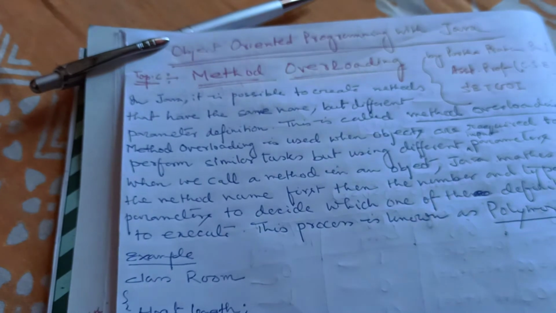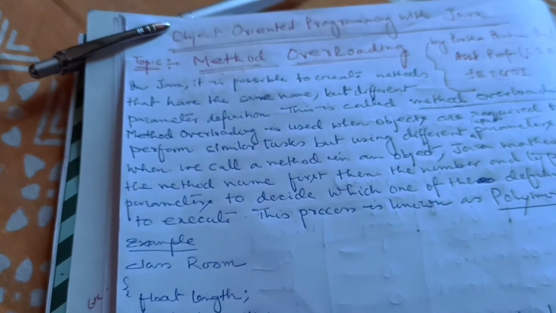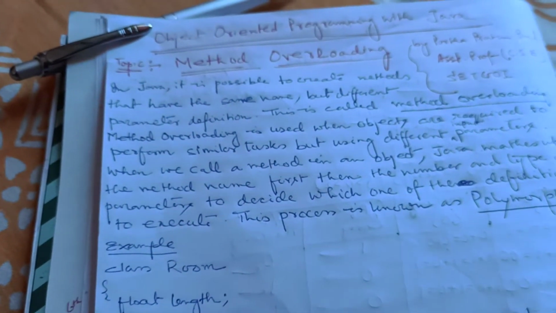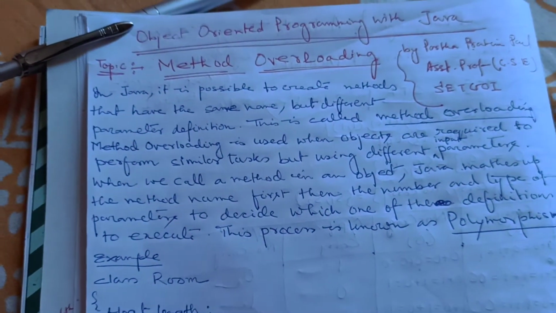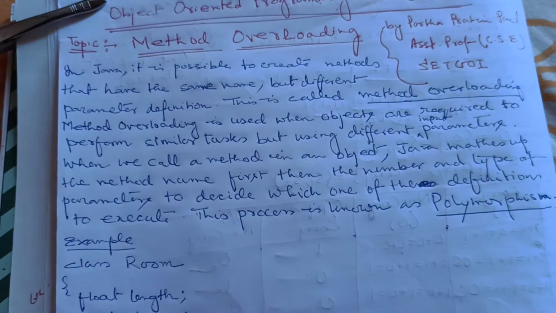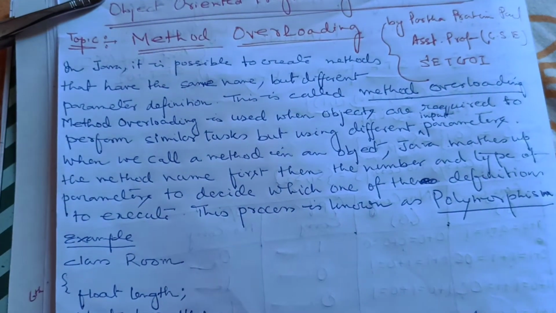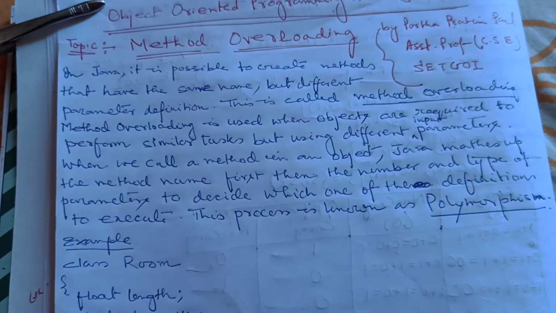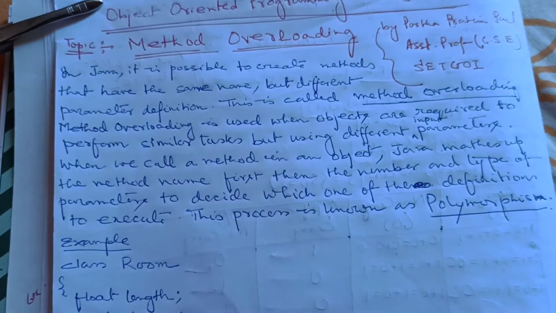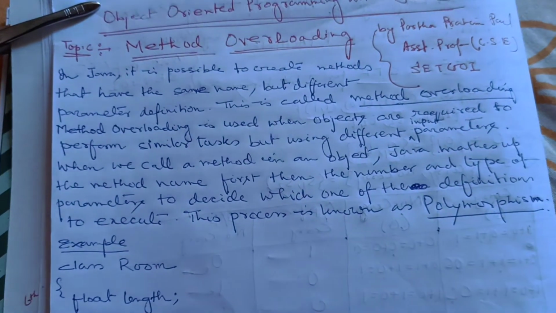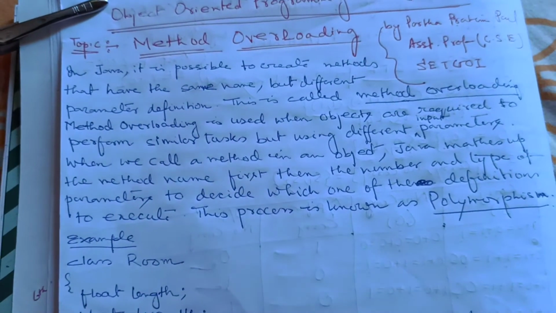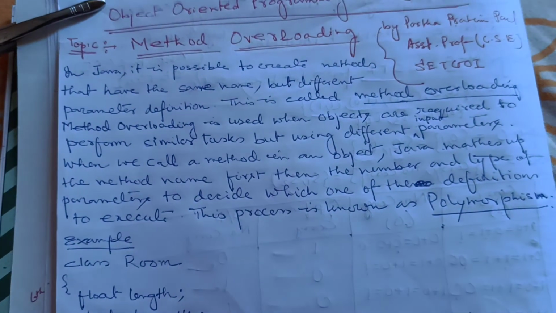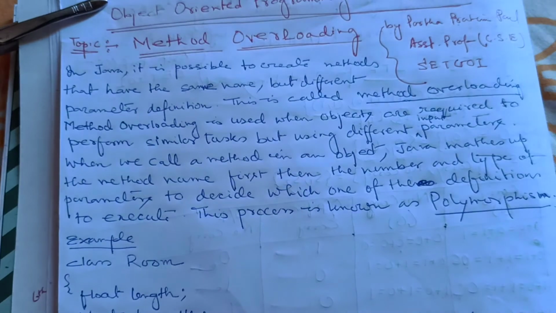Now, method overloading is used when objects are required to perform similar tasks but using different input parameters. So it is used when we want to perform a similar task but with a different parameter list. Okay.